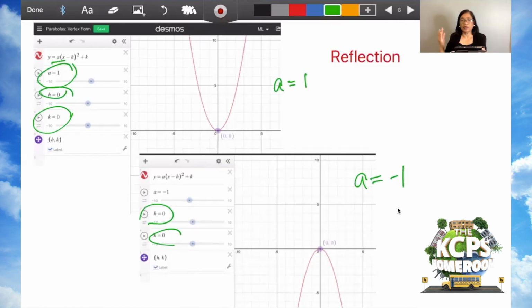So when a equals 1, the graph opens upward. And when a is negative, the graph opens downward. So that is a vertical reflection. Okay, next.